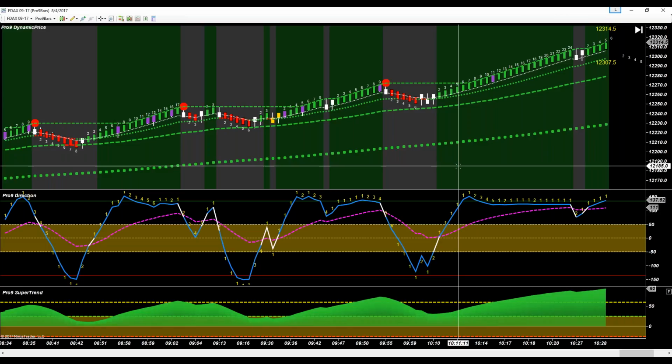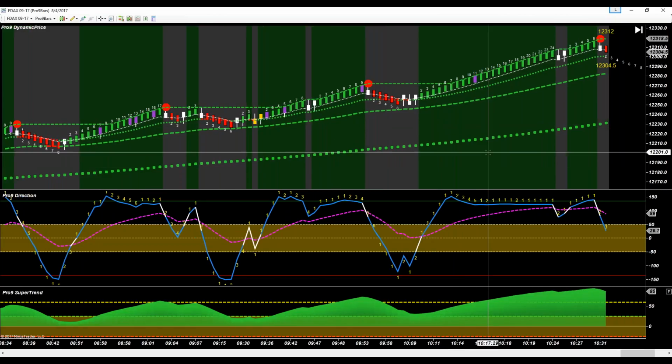So depending on what time zone you're in, I'm in Pacific. I've been waking up at 4:35, so I could start trading about 5:36. But I do find the setups to be really strong in the FDAX.